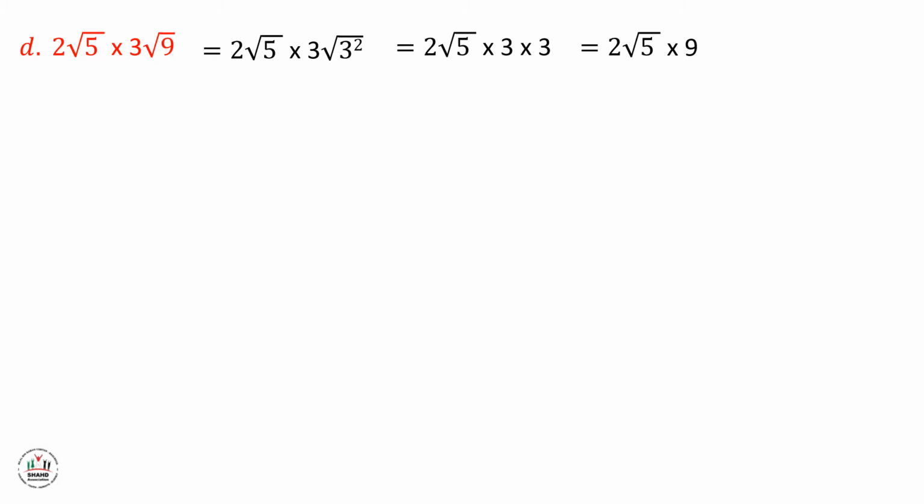You should pay attention here. You can't multiply 9 times 5, because the 5 is under the radical. We multiply 9 times 2 and the final answer is equal to 18√5.